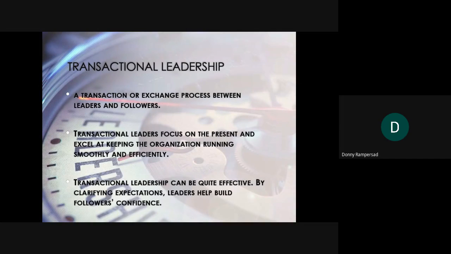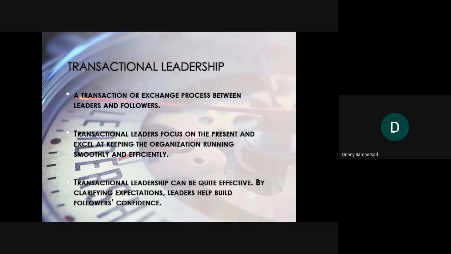What is transactional leadership? Transactional leadership is a transaction or exchange process between leaders and followers. The transactional leader recognizes followers' needs and desires and then clarifies how those needs and desires will be satisfied in exchange for meeting specific objectives or performing certain duties.